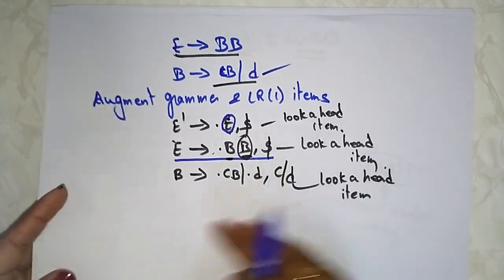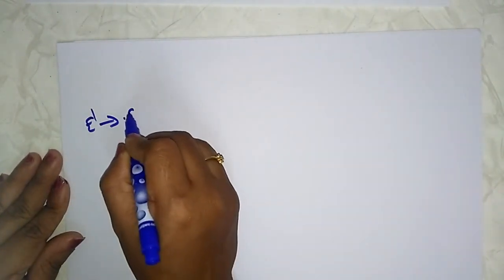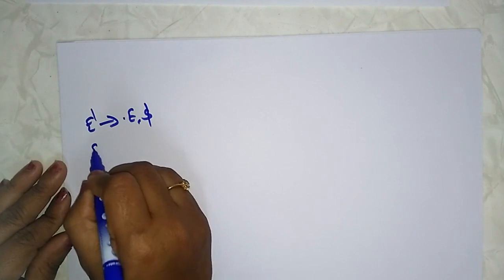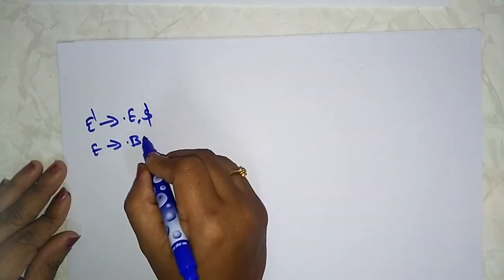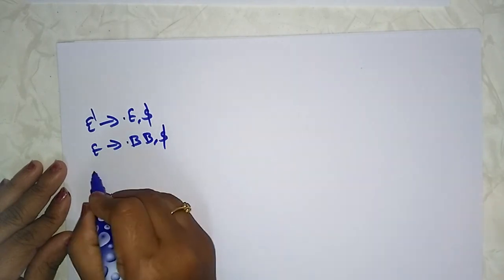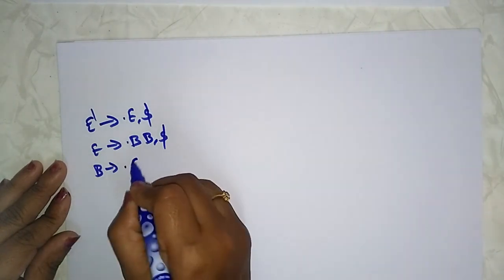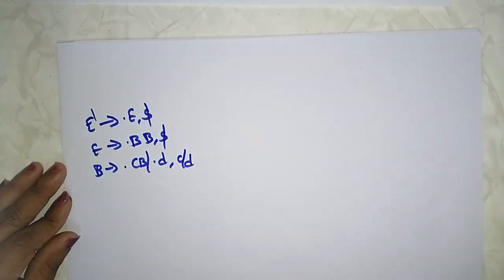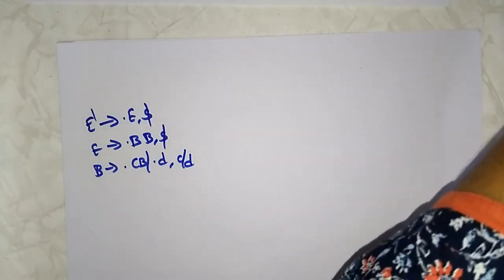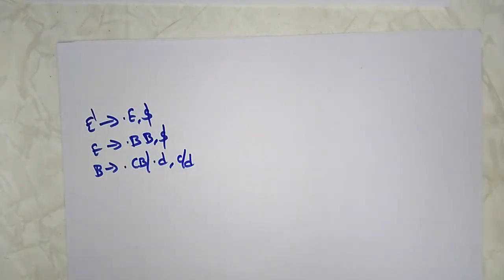Now let's construct the data flow diagram for this grammar. E' determines .E, dollar. I am constructing the CLR diagram. B determines .cB, .d, with look ahead c or d. Okay, so this is the table I'm constructing with the look ahead for this grammar.